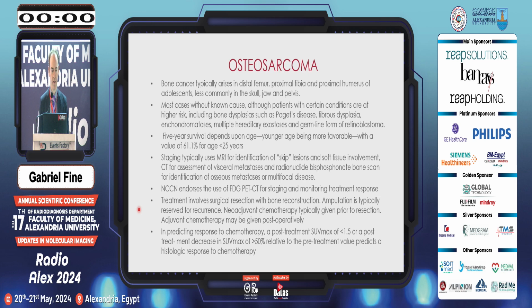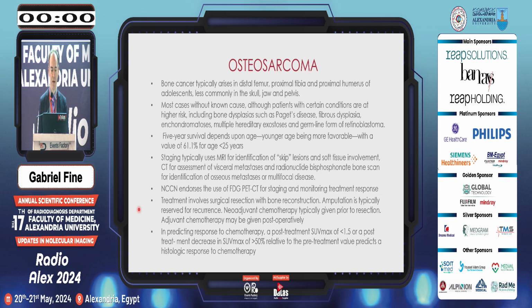If this is found at a young age, the prognosis is more favorable, with a 5-year survival of 61% for patients less than 25. Staging typically uses MRI for identification of skip lesions and soft tissue, CT for assessment of visceral metastases, and a bone scan for identification of osseous metastases. The NCCN endorses FDG PET-CT for staging and monitoring treatment response.